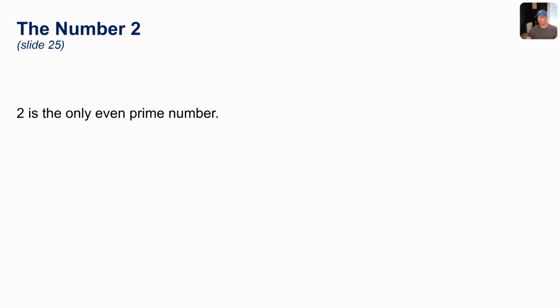Why? Well, the factors of 2 are 1 and 2, meaning that it has exactly those two factors. And then all other numbers that end in an even digit, a 0, a 2, a 4, a 6, and 8, means that it's divisible by 2. So by definition, any even number is composite unless it's just the number 2 here.